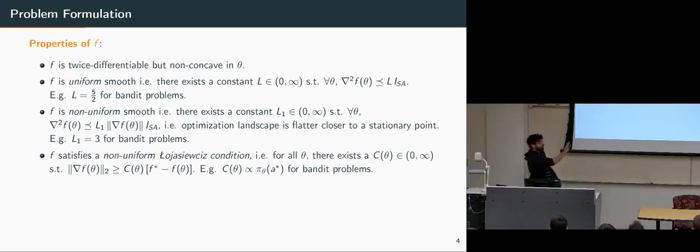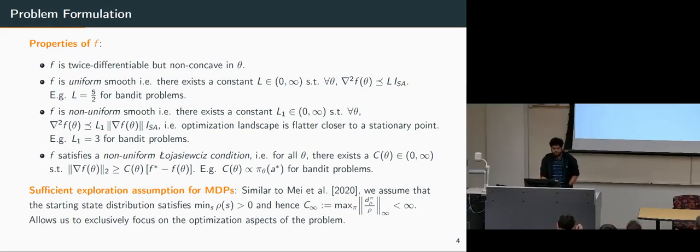You should ensure it does not vanish to 0. And then with this condition, you can actually prove global convergence. Okay, so that's the kind of properties we would need in order to prove global convergence.